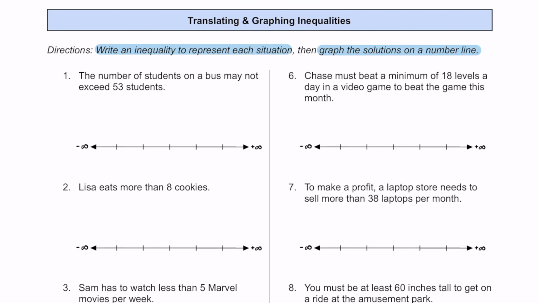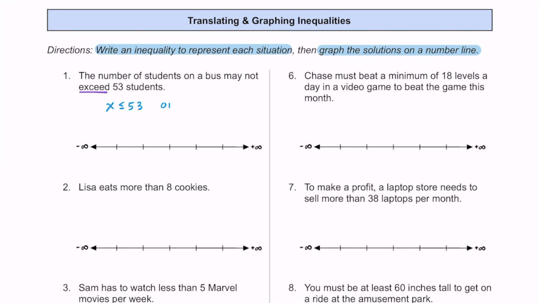For number 1, we can see here that the number of students on a bus may not exceed 53 students. So the number of students on the bus can be 53 students, but not more than 53 students, right? So if it says cannot exceed, that's a key word over here, so I'm going to go ahead and underline exceed. And so we're going to write this as x, for the number of students on the bus, may not exceed, so it can equal 53, but not go over.